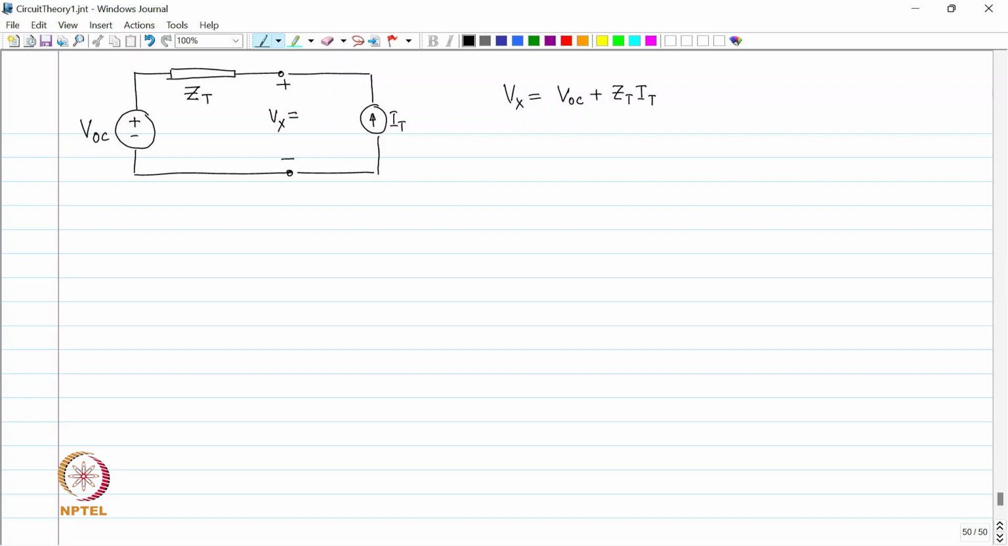Why should it be minus VOC? You take the drop minus VOC. Which way are you going? Yeah, so you go with IT times ZT. So, Vx is equal to IT times ZT plus VOC, drop is VOC. Okay.